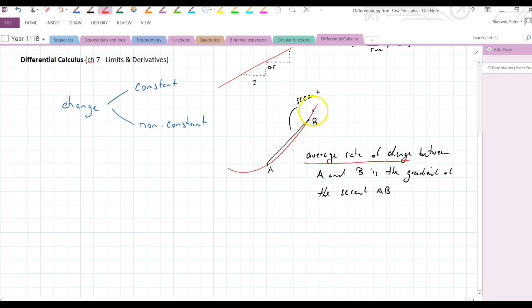So we acknowledge that this is changing. What we can see here with this curve, if we push it back this way a little bit, is that it's initially decreasing, it turns, and it starts to increase. But the rate of change is different at each point. So we can pick 2 points and measure the average rate of change between those 2 points. Okay, that's something we could do.